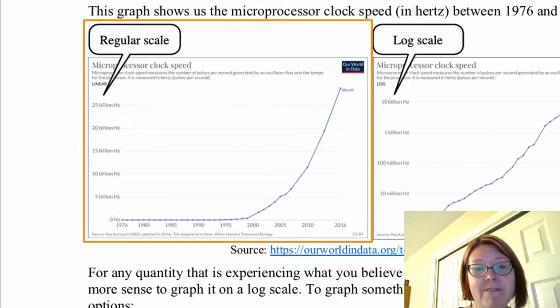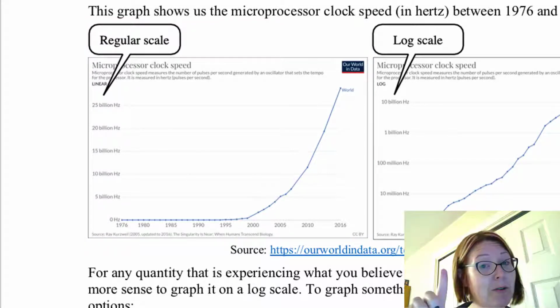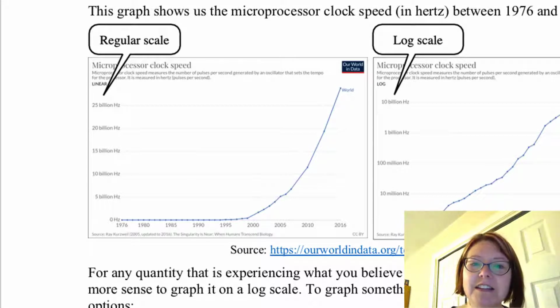On the left graph, if we looked at this with a linear scale or a regular scale, our evenly spaced lines would be something like 5 billion, 10 billion, 15 billion, 20 billion, 25 billion. So we're counting by 5 billion each time. We're adding 5 billion each time, not multiplying by 10. And in this case, we can see the exponential nature of the graph. But again, between 1976 and about the year 2000, it basically just sits on the x-axis. There's almost no vertical movement in this graph because it's growing so slowly compared to its later growth.